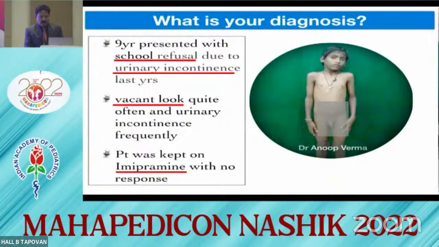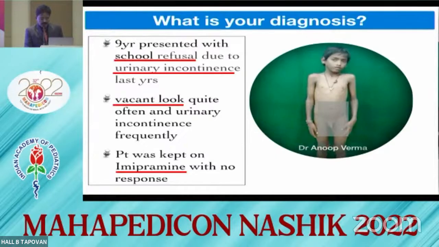Another patient had a history of frequent urinary incontinence, and that's why he was not attending school. On careful observation, we found that he had a history of a vacant look. He becomes unaware. Some sort of behavioral arrest is there. He was kept on imipramine for obvious reason, because urinary incontinence was there in the class and at home as well.